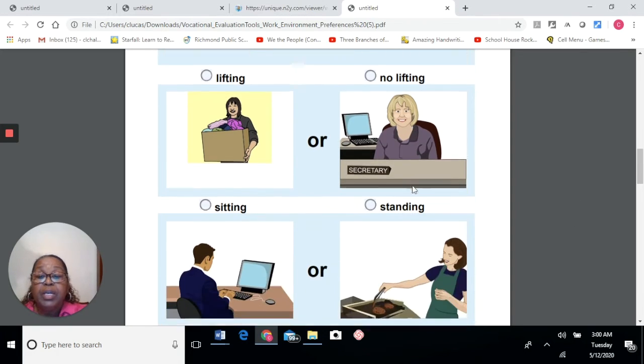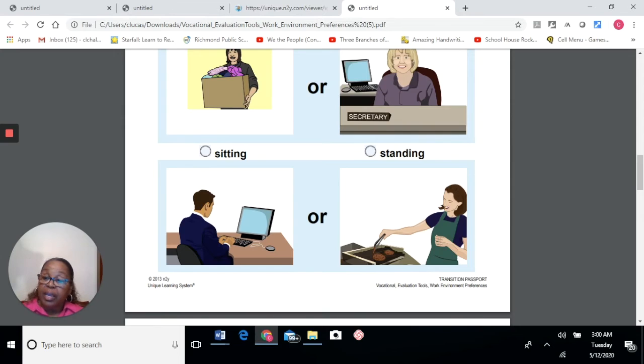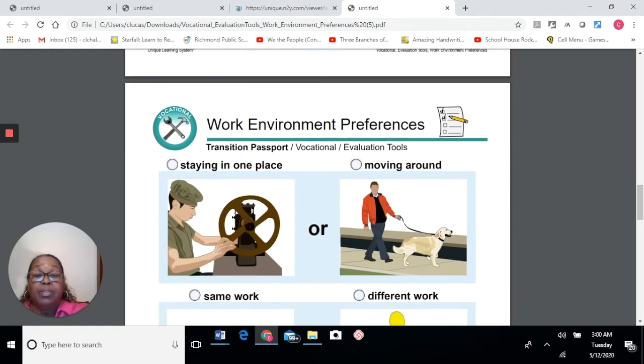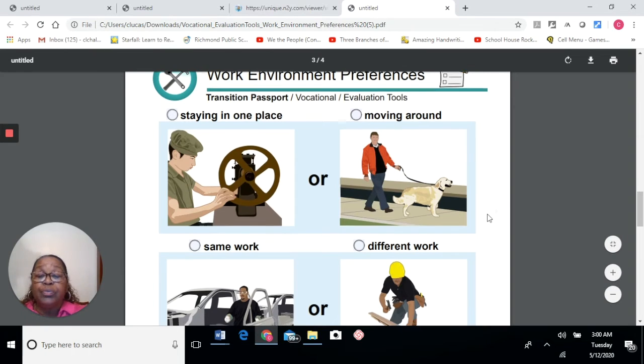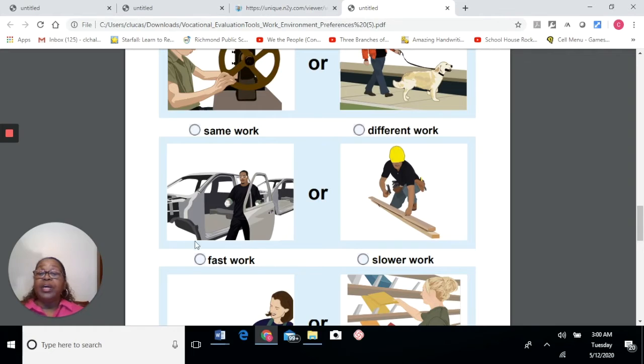Okay, think about it. Do you want a job where you're sitting all day or standing up all day? If you're a cook, you're going to be a chef, you're going to be standing all day. So these are the types of things that you're going to think about, and this graphic organizer is going to help you to do that. Do you like staying in one place, doing things in a repetition, or do you like moving around? Do you like doing the same type of work, like on an assembly line? Or do you like doing different things, not the same thing all the time, doing a little bit of this and a little bit of that?